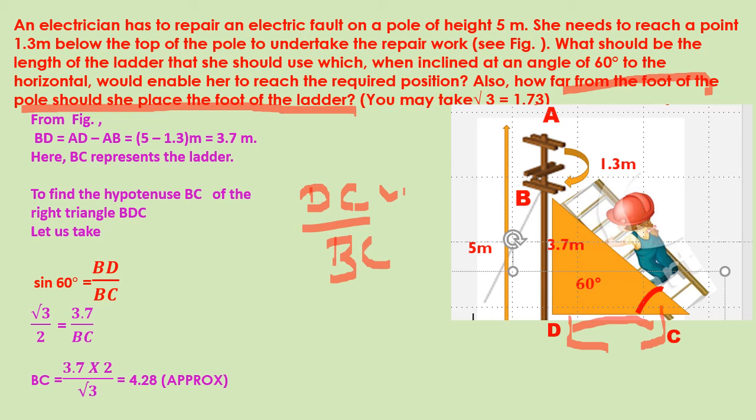Can you guess what DC upon BC is? DC is with respect to 60 degree. BC is the hypotenuse, and DC is adjacent to 60 degree. So adjacent upon hypotenuse is cos. So cos 60 degree. And what is the value of cos 60 degree? It is half. Half is equal to DC upon BC.